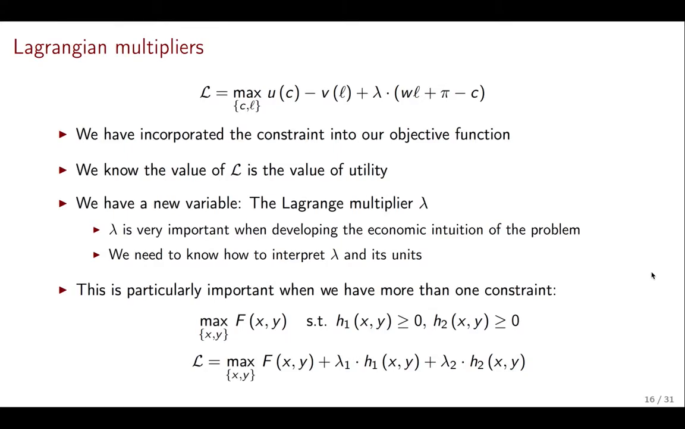A final thing I wanted to say before moving on to the interpretation of the units of lambda, sorry, I forgot about this, is that this is particularly useful when you have more than one constraint. Because adding more than one constraint is easy. It's just a matter of adding more than one multiplier and then interpreting each multiplier separately. I'm actually going to show you an example of this later on.